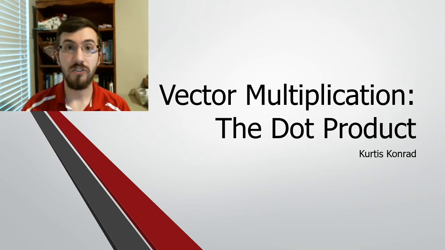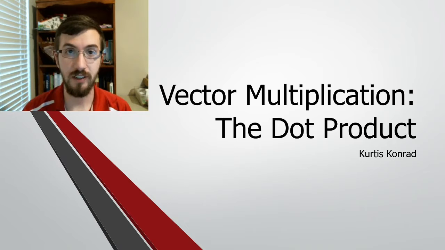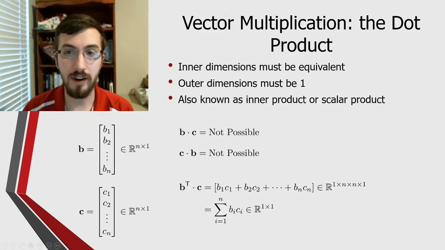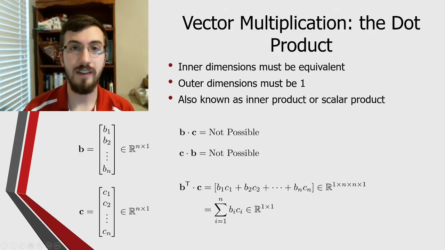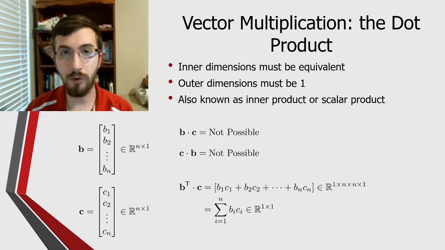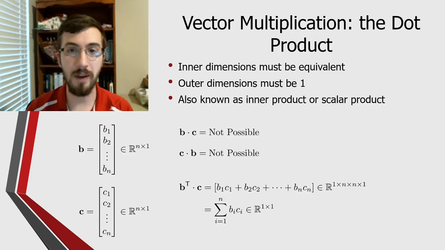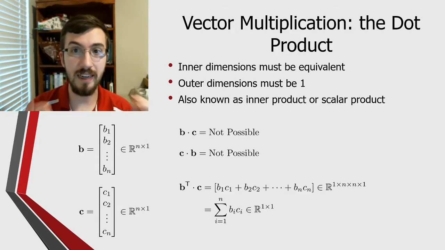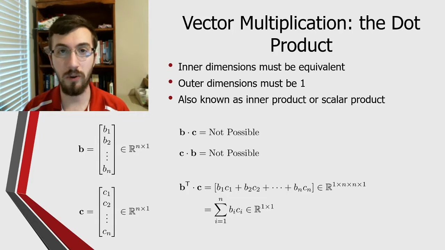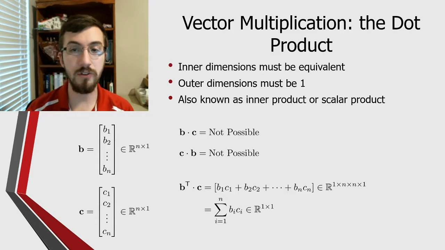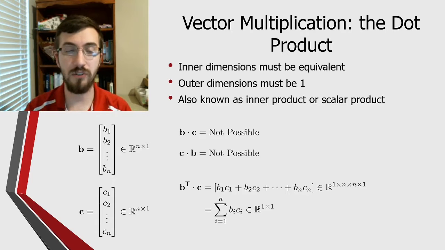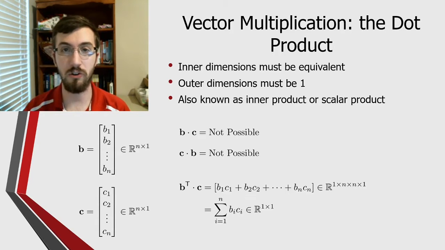All right, so let's talk about vector multiplication. Let's talk about the dot product. The dot product is a way of multiplying two vectors together, and I'll explain all of this in a minute, but the first rule is that the inner dimensions must be equivalent. The outer dimensions must be 1. This particular product is also known as the inner product or the scalar product.